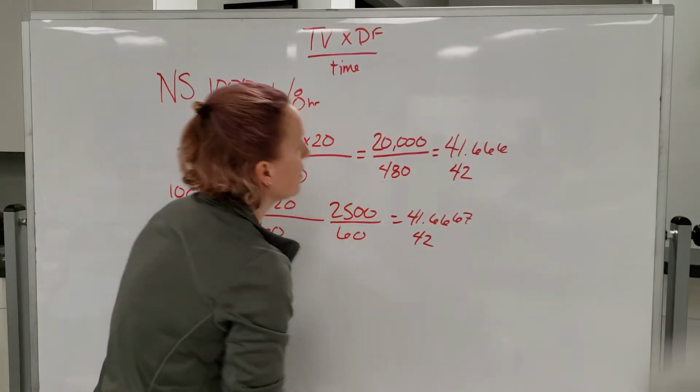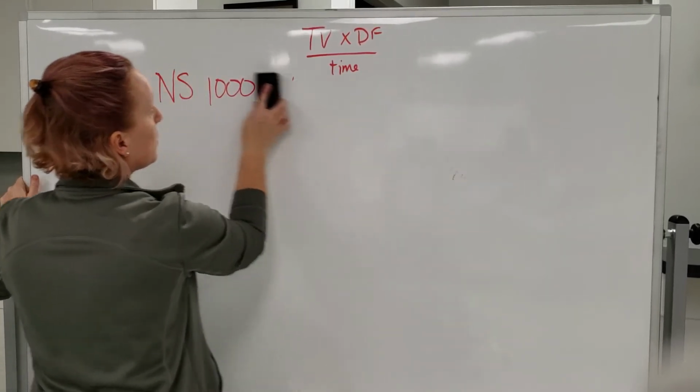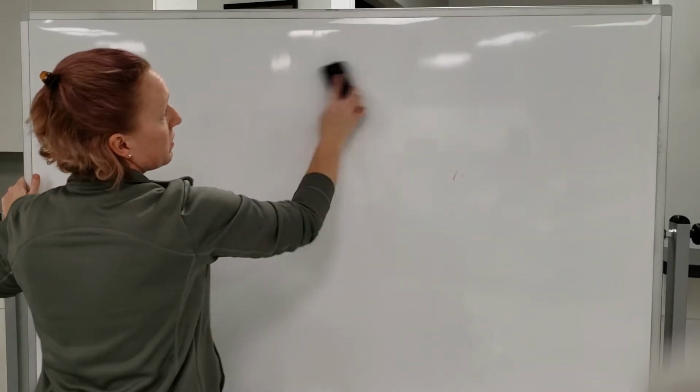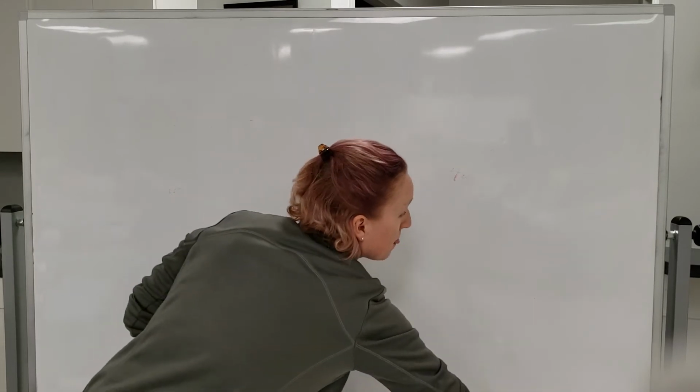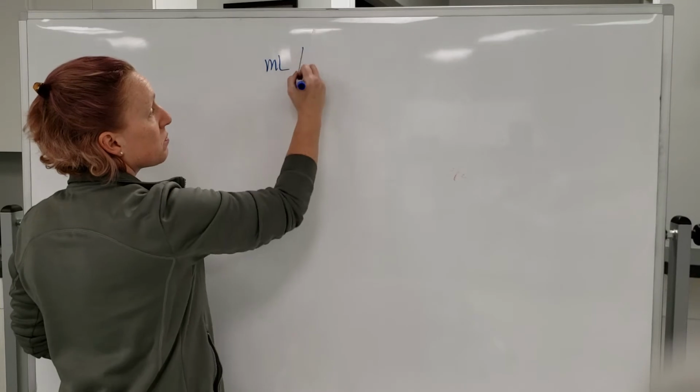Now, let's erase that, and let's talk about what happens if you do have a pump. Well, if you do have a pump, IV pumps are always mLs per hour.